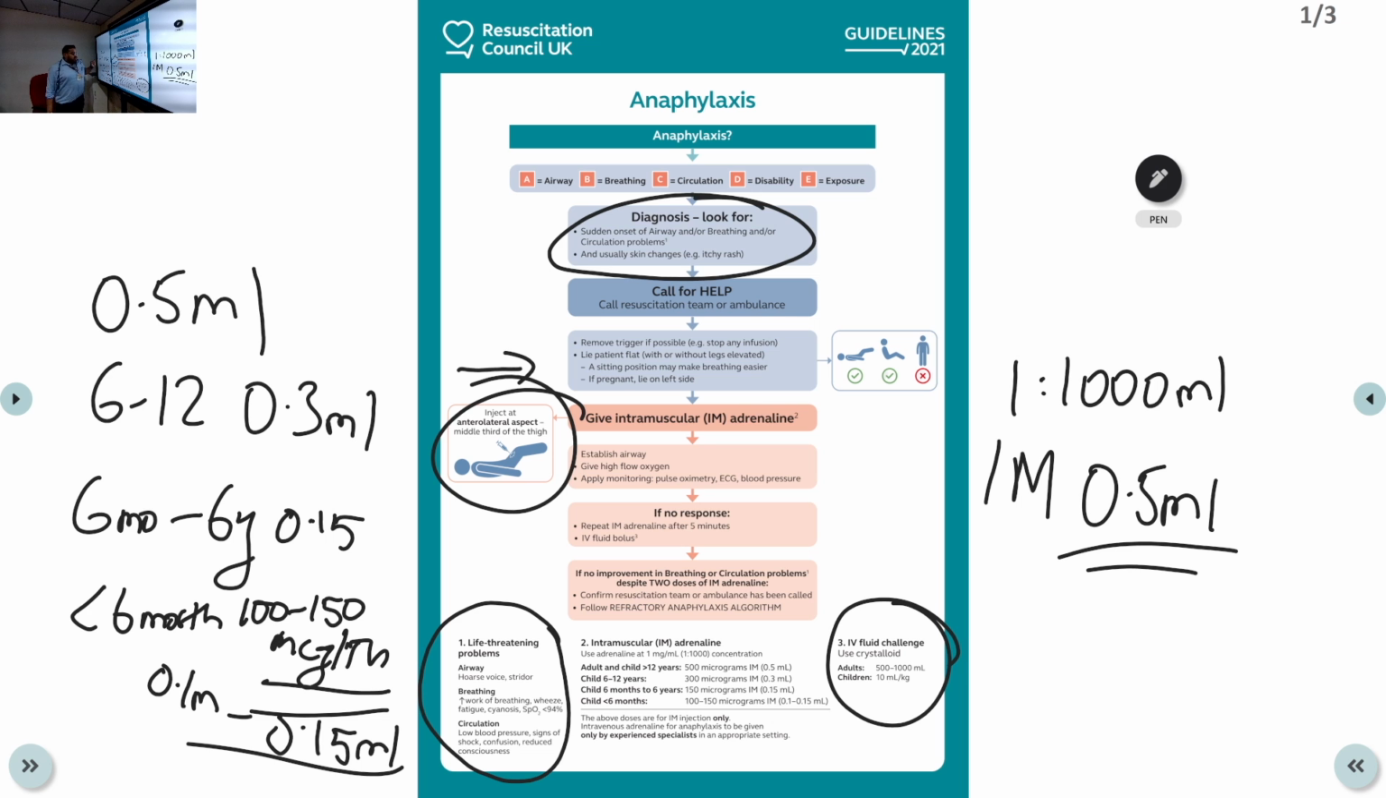So this dose is only for IM. I have said IM doses only. There is no IV dose that I have discussed now. This is only IM doses I have discussed.